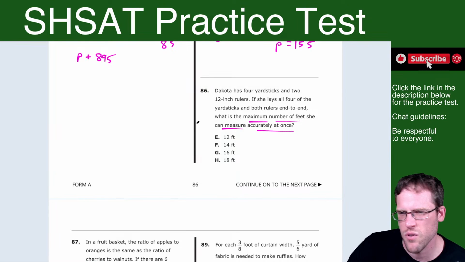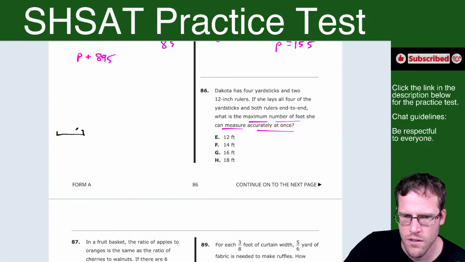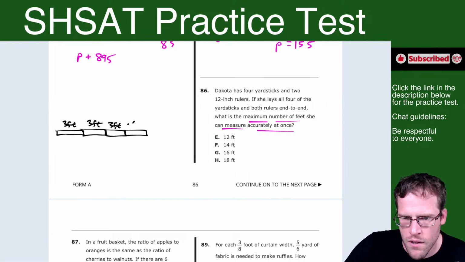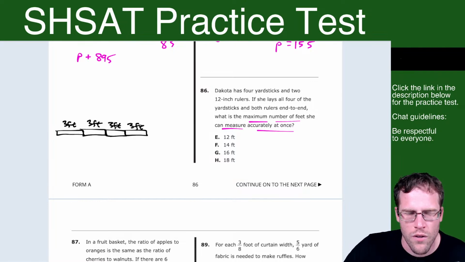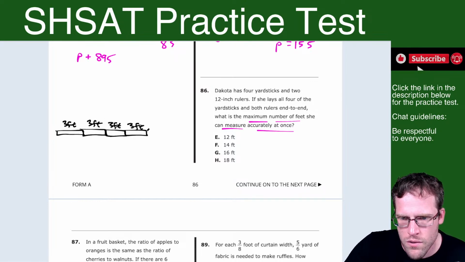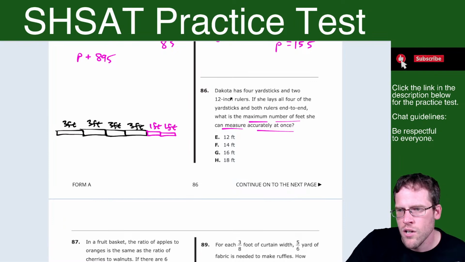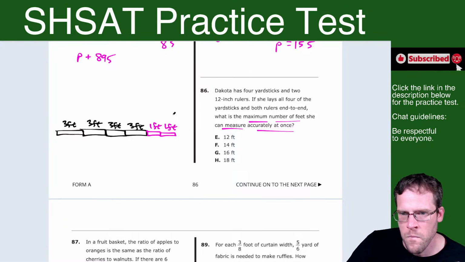Is this just asking for the total? All right, well, I'm just going to start working this out. So 4 yardsticks, so that's 3 feet. Make that a little more uniform. So 4 yardsticks and 2 12-inch rulers. So that's 1 foot, because remember, 12 inches is 1 foot.